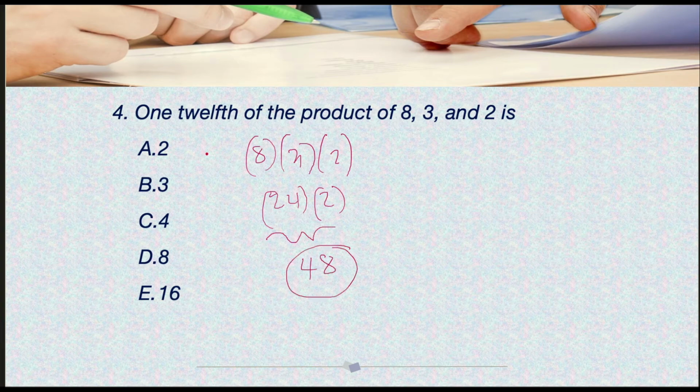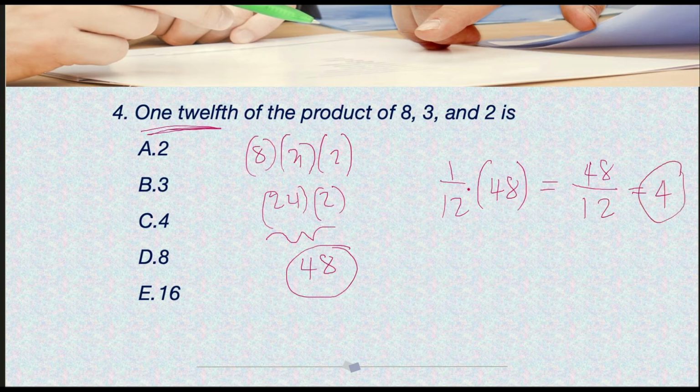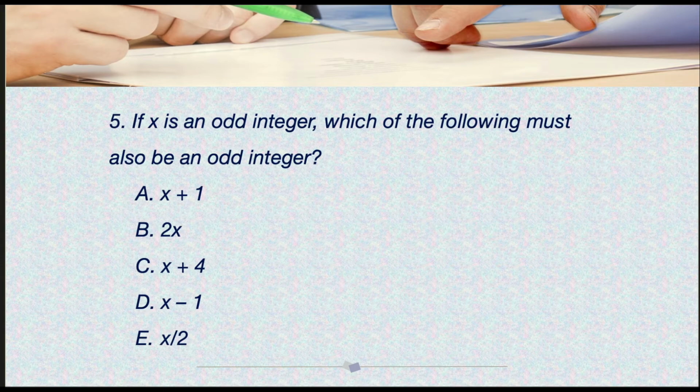And in the question, we have 1/12. What is 1/12 of 48? That is 1/12 of 48 is equal to 48 divided by 12, which is obviously 4. So the answer is letter C. That's very easy. Okay? So let's move on now to number 5.